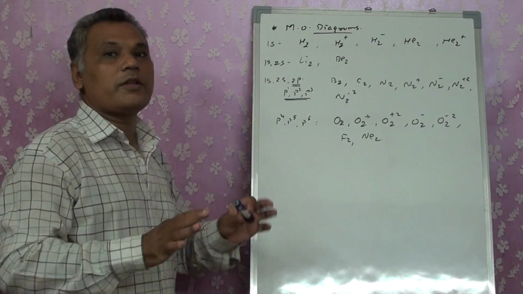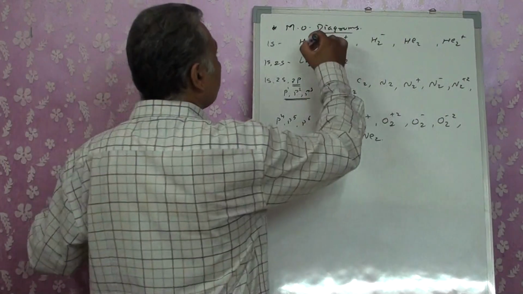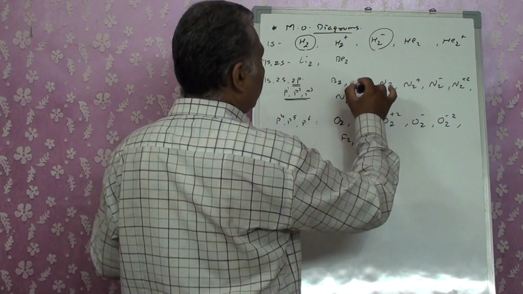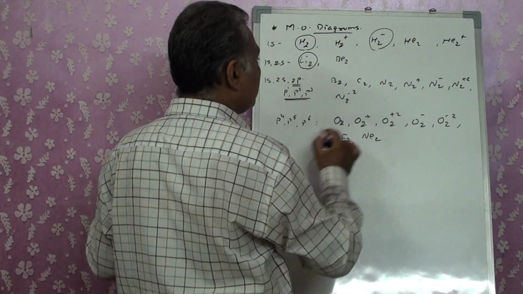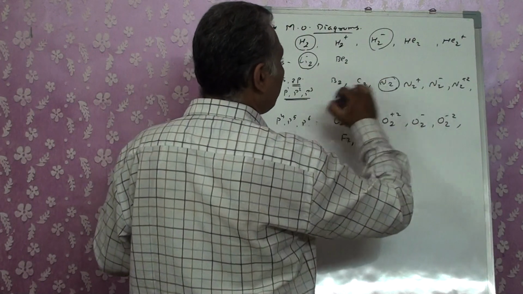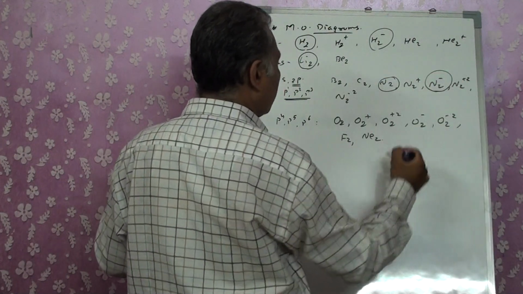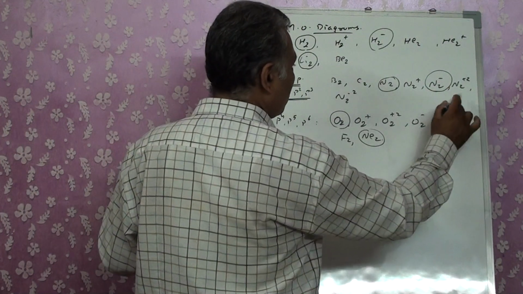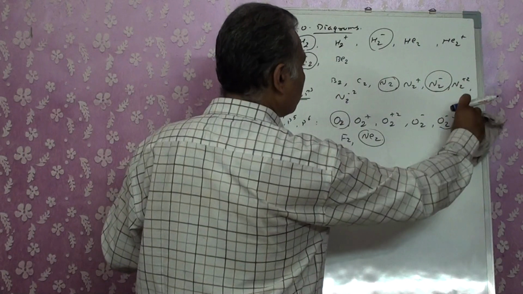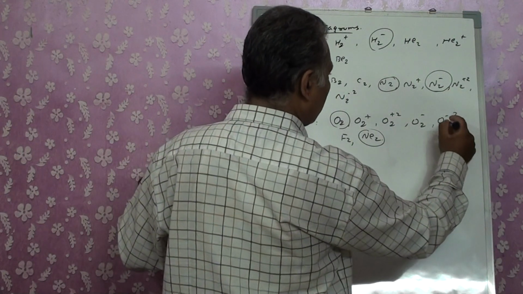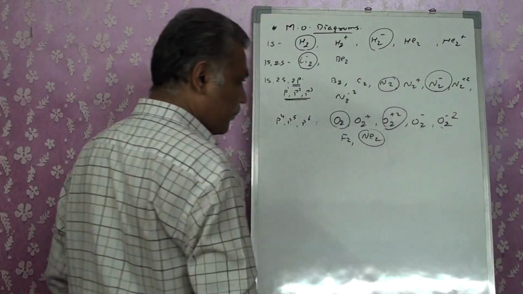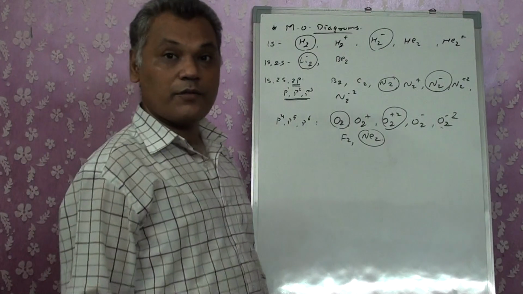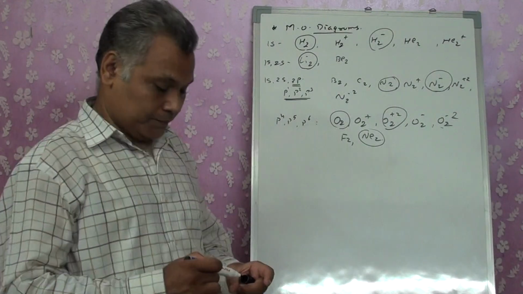I'm not going to draw all the diagrams. I'm going to help you understand one as a molecule and one as an ion. We'll draw one diagram of Li2, one diagram of N2, then N2 minus, O2, Ne2, and one of the plus ones also, O2 plus 2. We will see eight different diagrams.